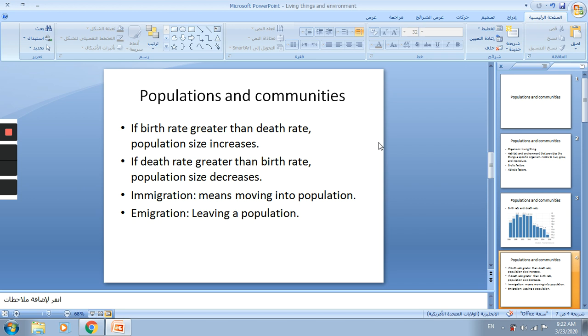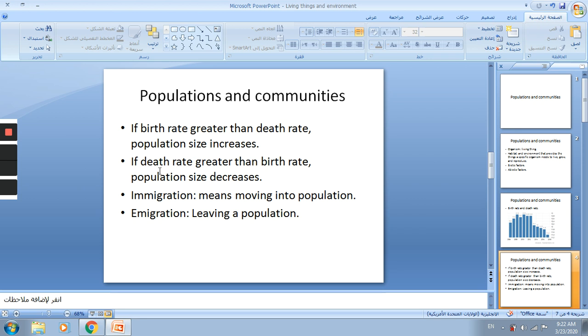Now page 12. If birth rate is greater than death rate, the population size increases. Population size means the number of individuals, or population capacity. It increases if birth rate is greater than death rate. And we've already learned the meaning of birth rate and death rate.